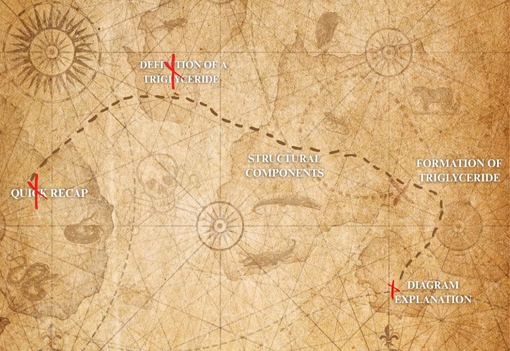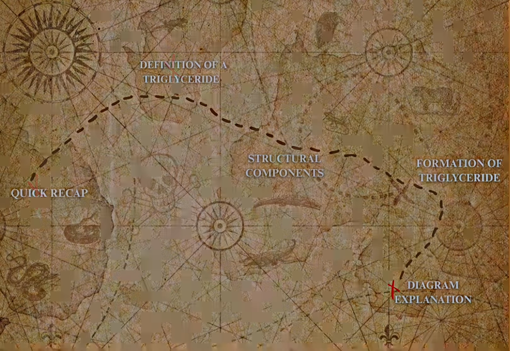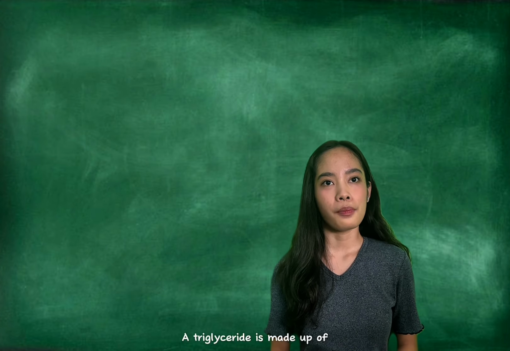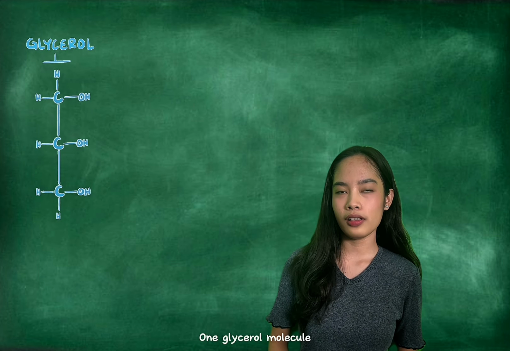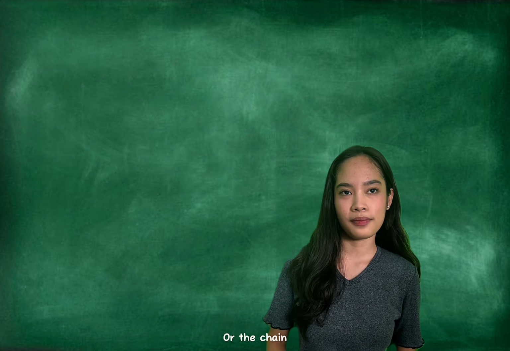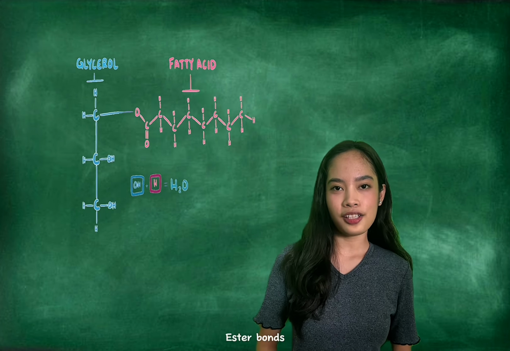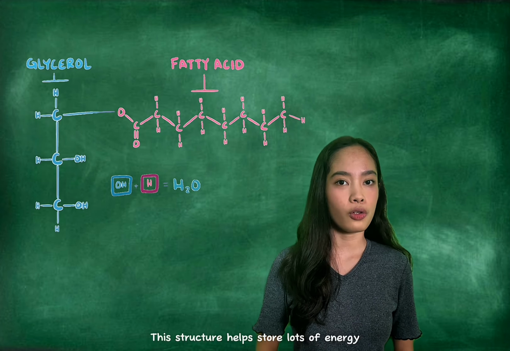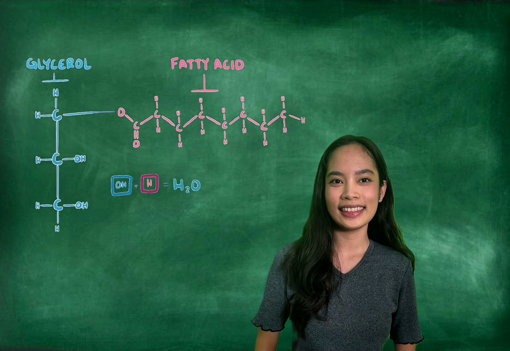Point 2. Triglyceride definition. A triglyceride is made up of 1 glycerol molecule, the backbone, and 3 fatty acids, or the chains. They are joined by ester bonds. This structure helps store lots of energy.